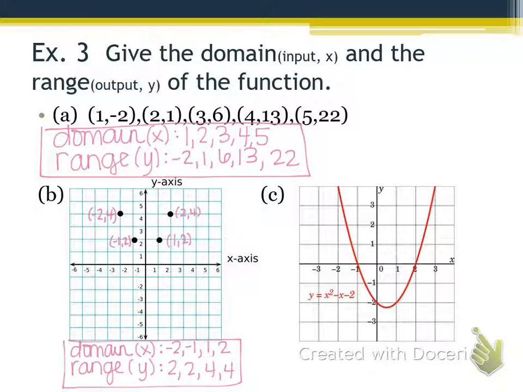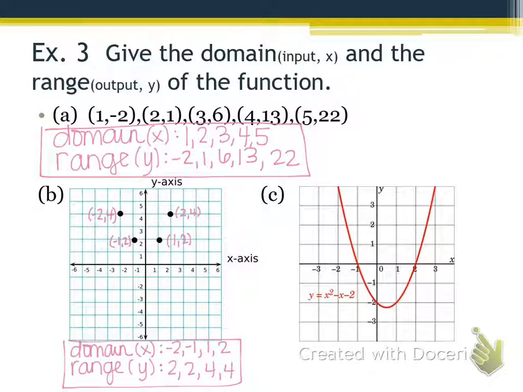On the ends, there were arrows, right? So if there are arrows on the end of a parabola, your domain is going to be all real numbers, because that parabola goes off in both directions forever and ever without ever stopping. That's what the arrows tell me, right?